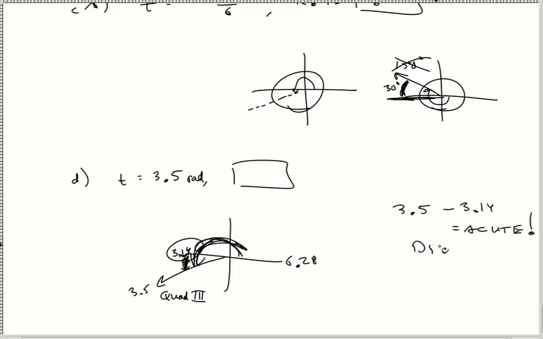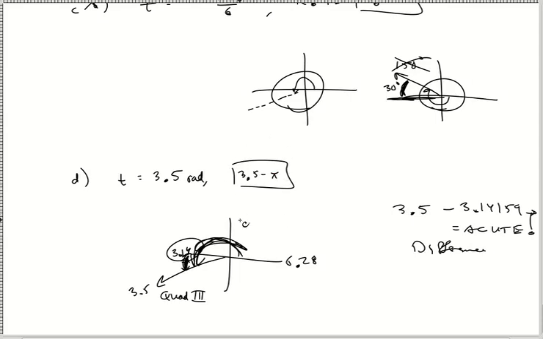Well, this is not going to work because pi is not 3.14. It's 3.14159, blah, blah, blah. I mean, it keeps going forever. You can't do that. So instead, this is actually what you're going to type: 3.5 minus pi. Just like that. There's your answer.